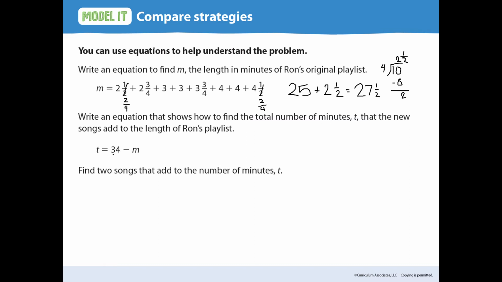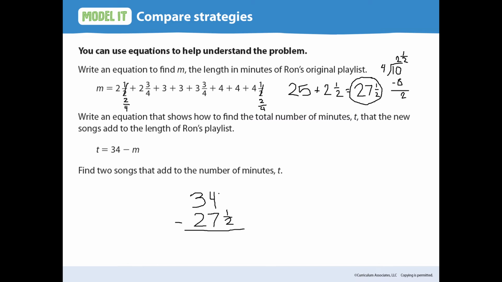So if we take 34 minus this, minus 27 1/2, that will tell us how long the 2 songs are that he added. So if we take 34 minus 27 1/2, I have a problem here. We need something right here because if we're subtracting the fraction, we can't subtract something from nothing.